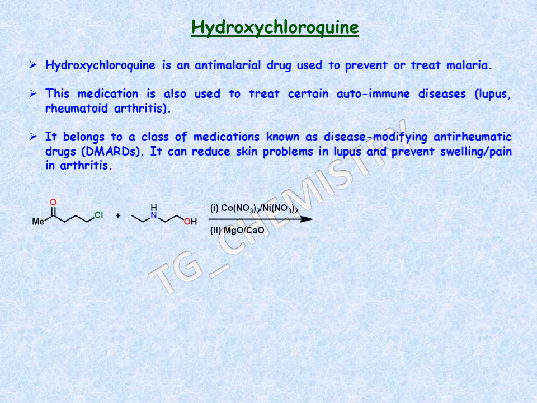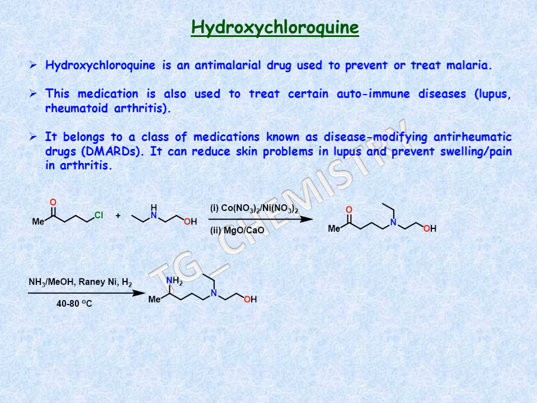case of arthritis. Now, for the synthetic strategy or the synthetic approach, the chloropentanone on reaction with the amino alcohol in presence of transition metal catalysts like cobalt nitrate and nickel nitrate, supported by magnesium and calcium oxide, gives the hydroxyethyl aminopentanone derivative. That one. Further reductive amination of this carbonyl group using ammonia and Raney nickel, in presence of hydrogen, of course, eventually generates the aliphatic amino alcohol derivative.